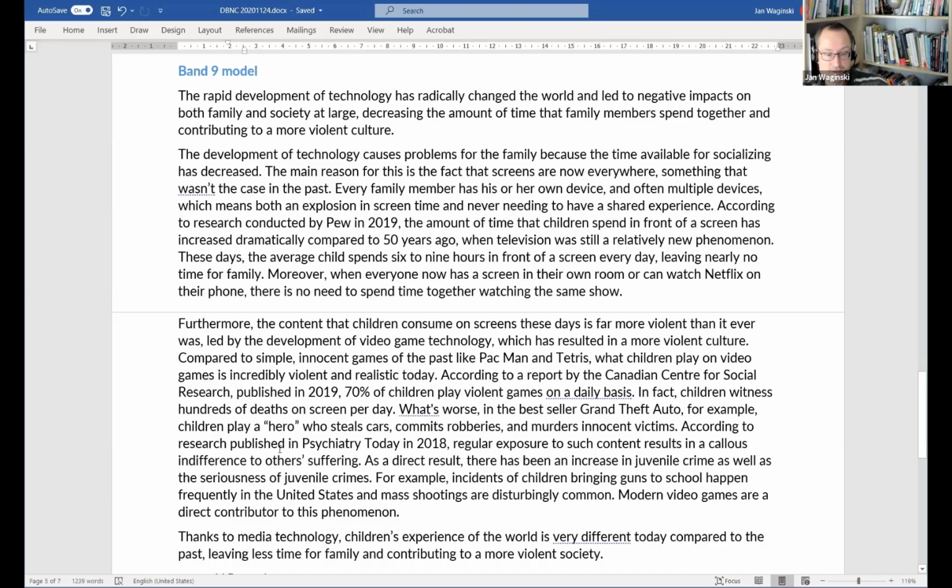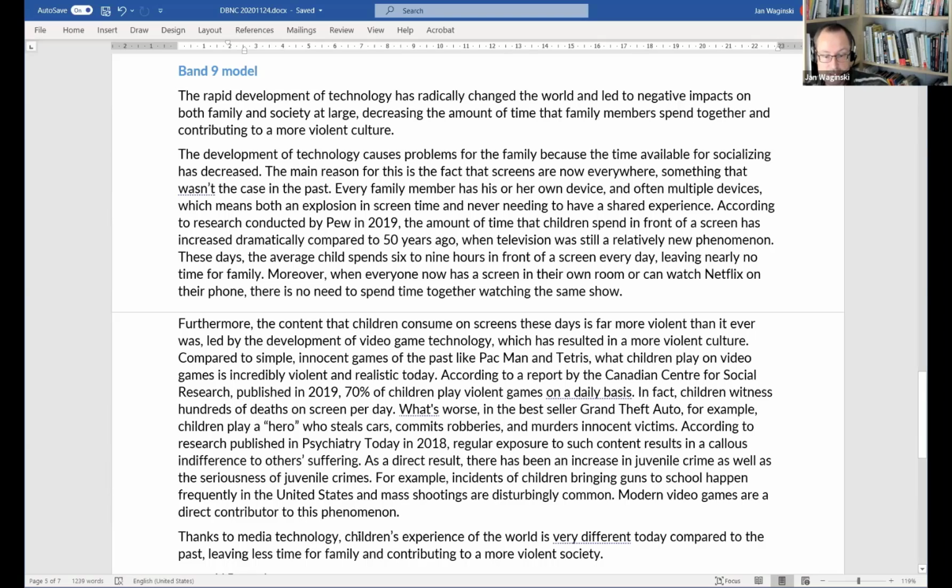According to research published in Psychiatry Today in 2018, regular exposure to such content results in a callous indifference to others' suffering. As a direct result, there has been an increase in juvenile crime as well as the seriousness of juvenile crimes. For example, incidents of children bringing guns to school happen frequently in the United States, and mass shootings are disturbingly common. Modern video games are a direct contributor to this phenomenon.